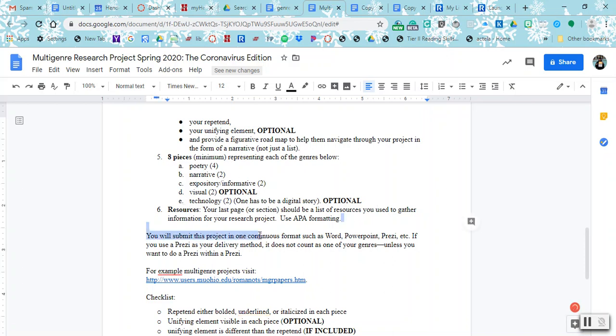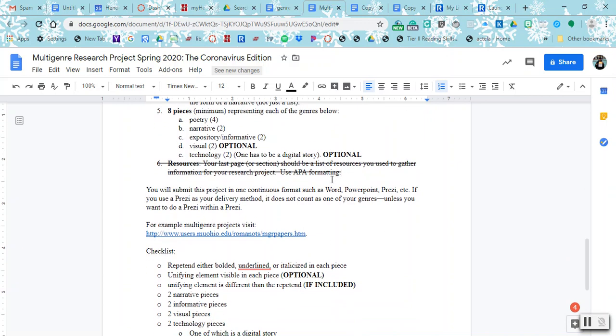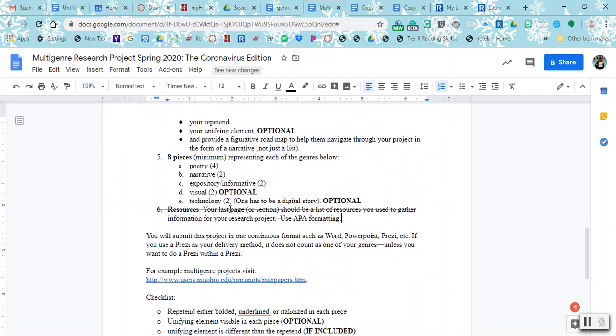Resources. Well, if you are doing research, then you'll have a resource page. If you're not doing research, then you're not going to have a resource page. Okay, again, I'm using the honor system here. It's not about the research, it's more about you learning how to take information and disseminate it in all these different formats, which ties into the whole class reading, writing, and the content area. You're going to submit this project in one continuous format, such as Word, PowerPoint, Prezi, etc. If you decide to do a Prezi delivery method, it does not count as one of your genres unless you want to do a Prezi within a Prezi, but that only matters if you're doing a technology piece.